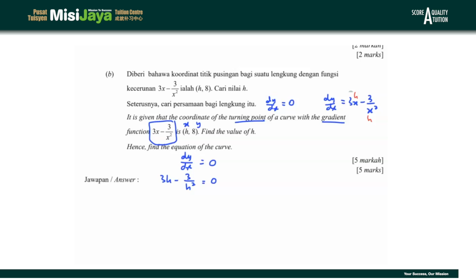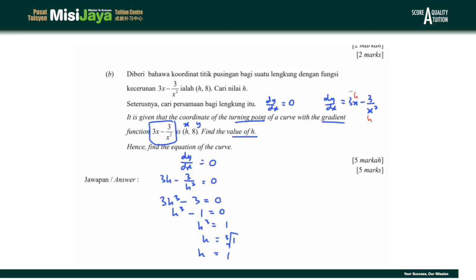So now I'm going to get rid of the denominator, so all the terms times h squared. It'll be 3h cubed minus 3 equals 0. All the terms divided by 3, so we get h cubed minus 1 equals 0. So h cubed is equal to 1. To find h, I just need to cube root 1, which is equal to 1. So I got the value of h already. They ask you to find the value of h, right?